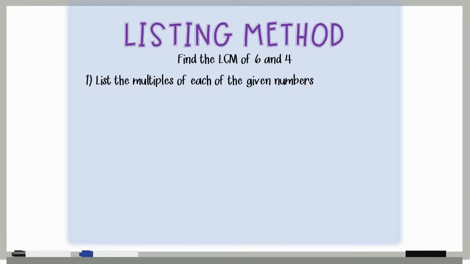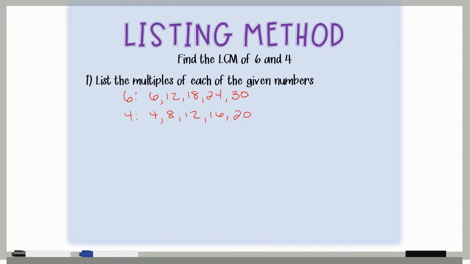My suggestion, and this is what I do, I always write out the first 5 multiples of each of the numbers. So for 6, I have 6 times 1 is 6, times 2 is 12, times 3 is 18, times 4 is 24, and times 5 is 30. Then the multiples of 4, 4 times 1 is 4. Notice the first multiple of every number is that number itself. 4 times 2 is 8, times 3 is 12, times 4 is 16, times 5 is 20.